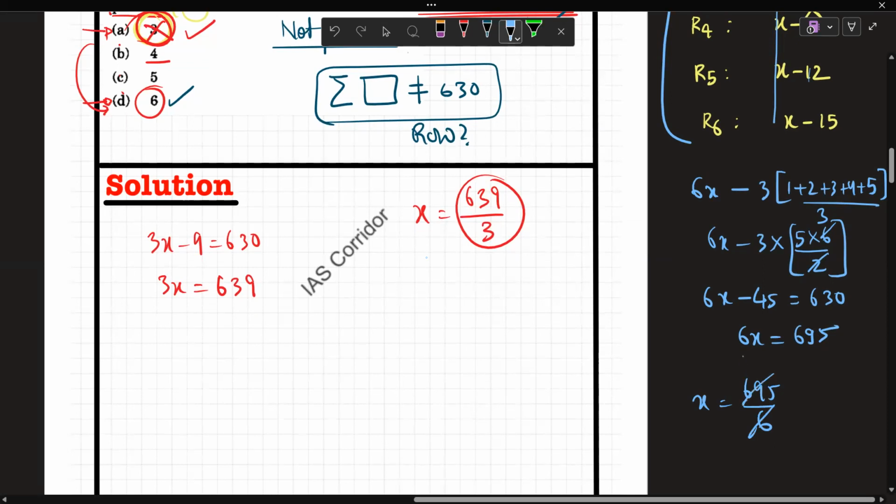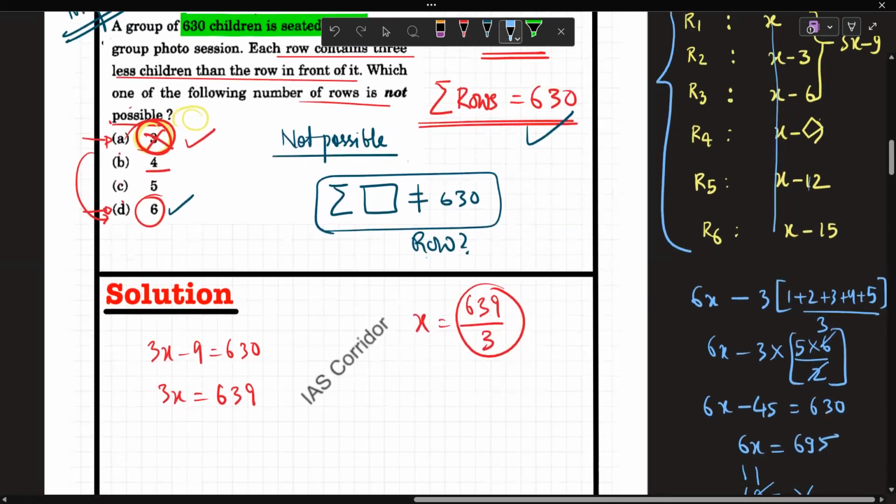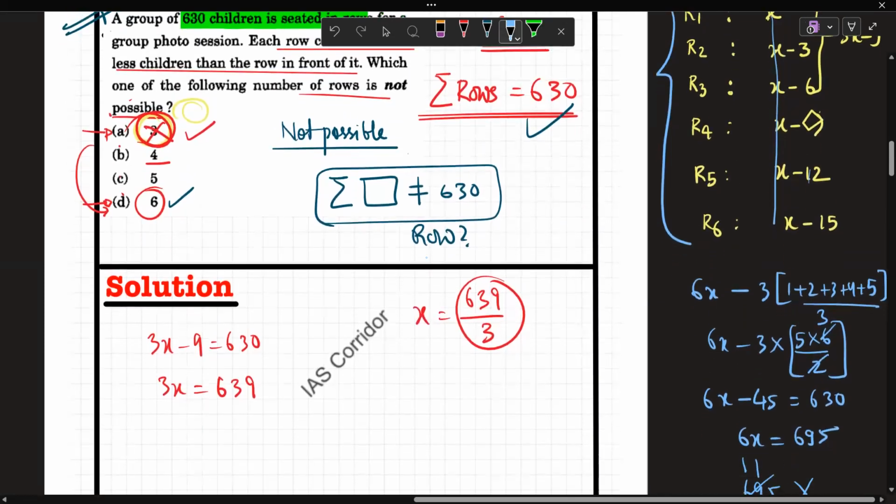Evaluate. 6 1s are 6, 35. It is not divisible by 6. Clear? It is not divisible by 6. So can I say this is the case which is not possible, because you are not getting a suitable answer? Hence, this case is not possible. This is the correct answer and we have solved the problem.